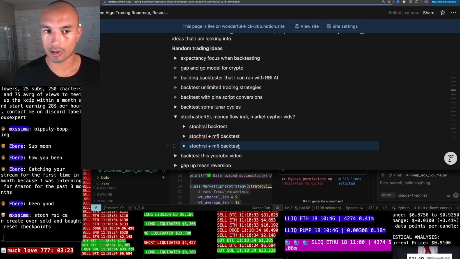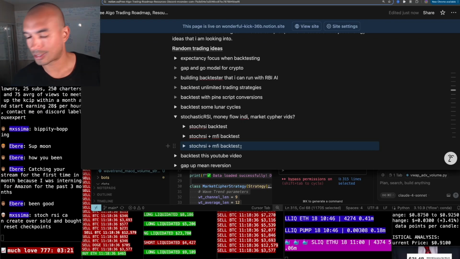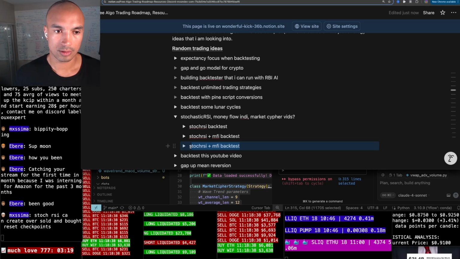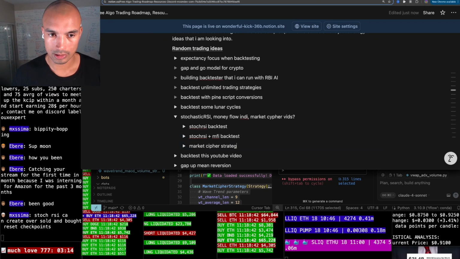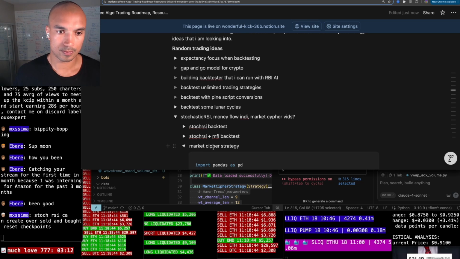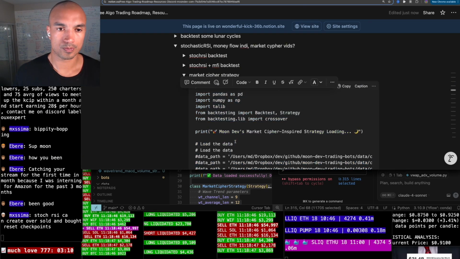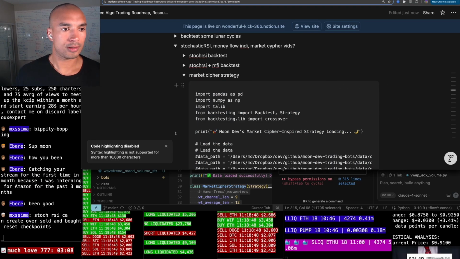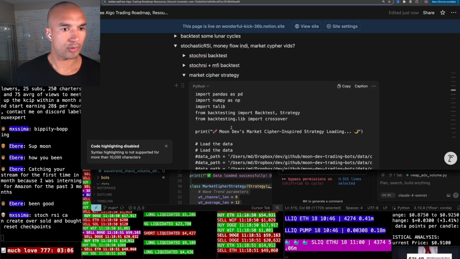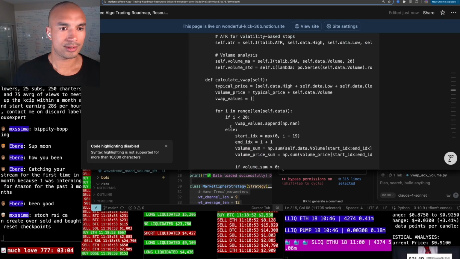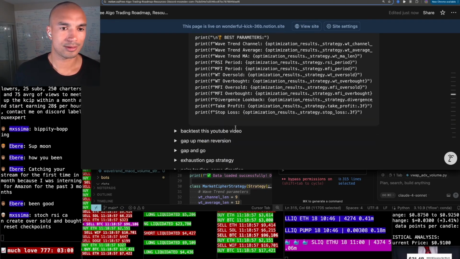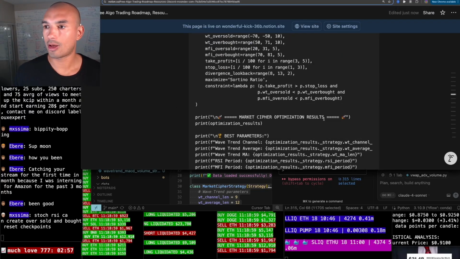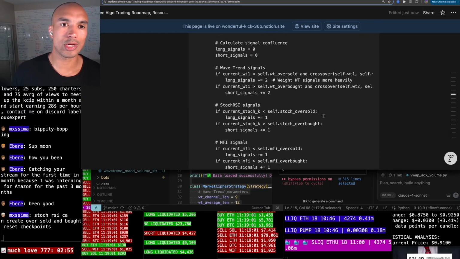So this is called the market cipher strategy. Paste it in there. Okay, you got the code. Not supported for more than 10,000 characters. What? That was more than 10,000 characters. Damn. Okay, well, you get all the code still.